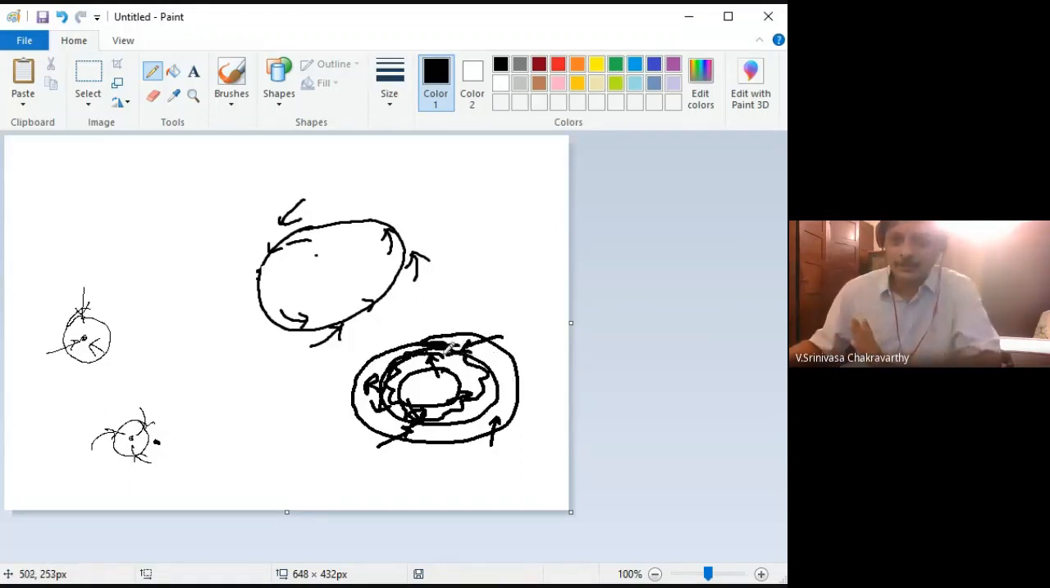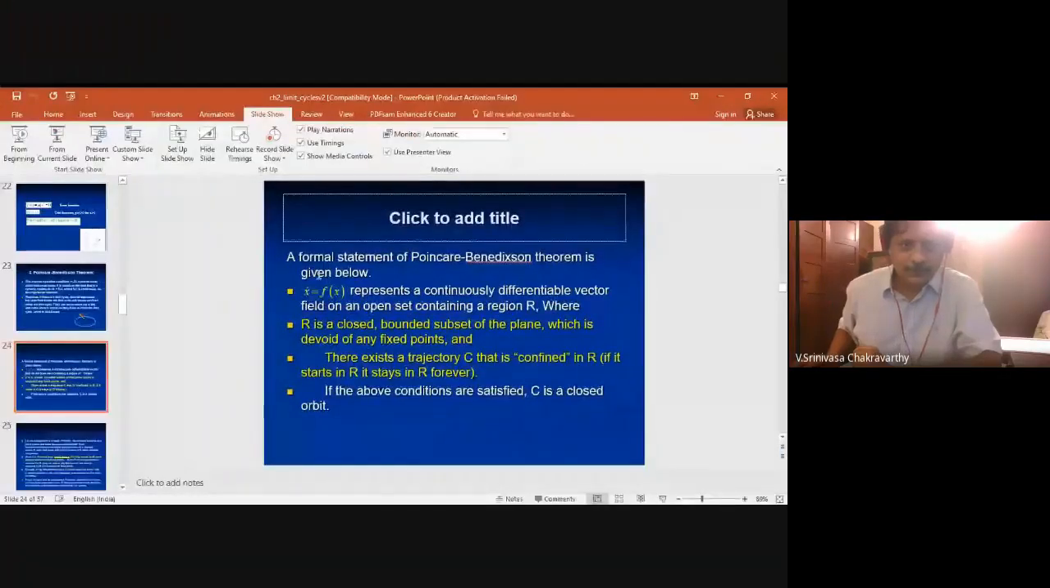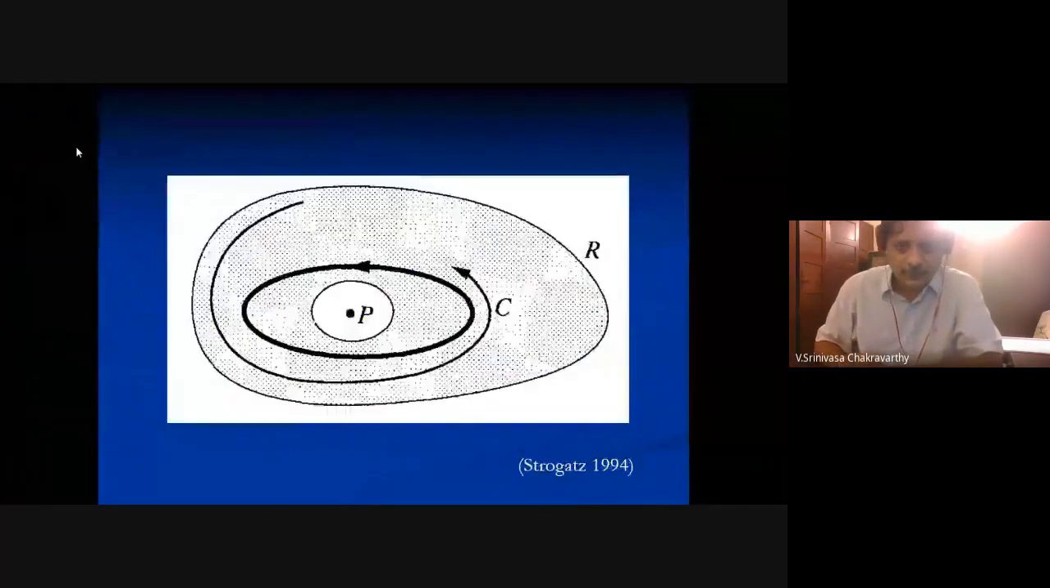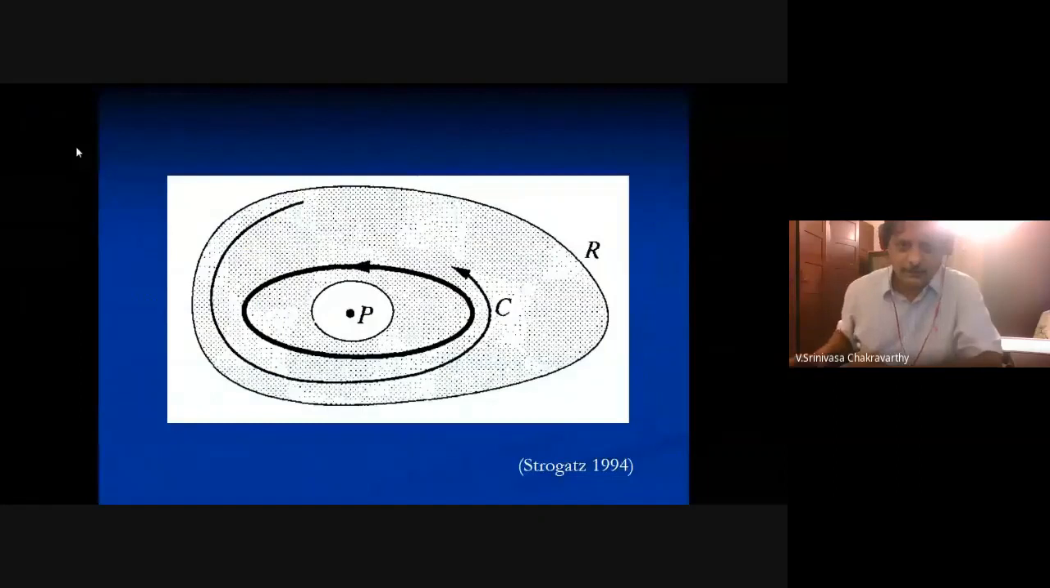So that's what the theorem says. To summarize, if you can show that there is a trapping region in the system, in such a way that there is an outer contour and an inner contour. So this is the outer one, and this is the inner one.